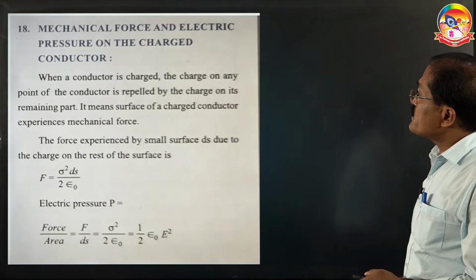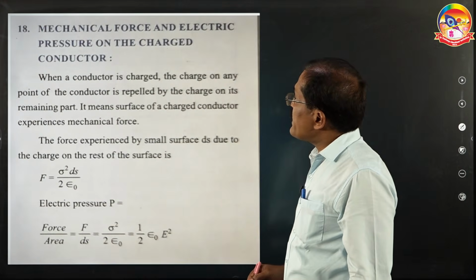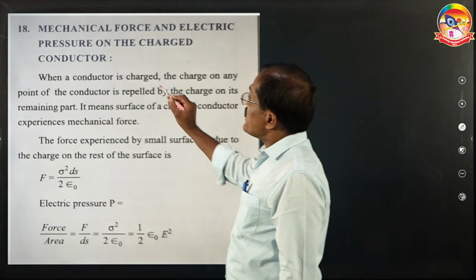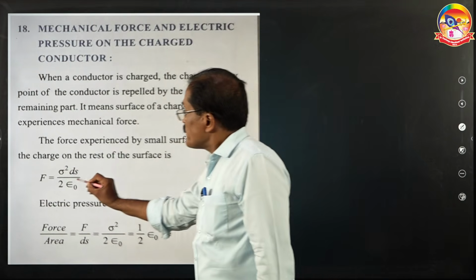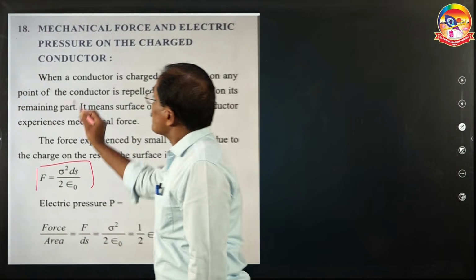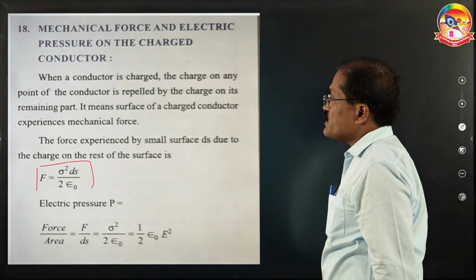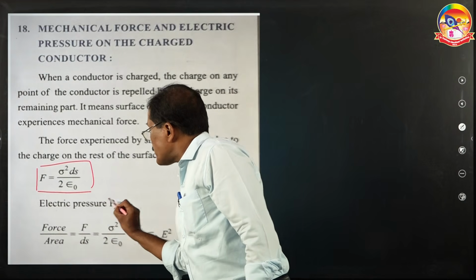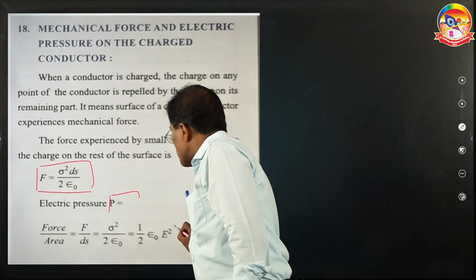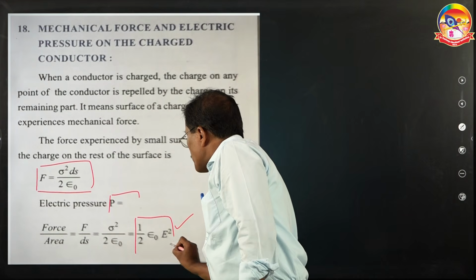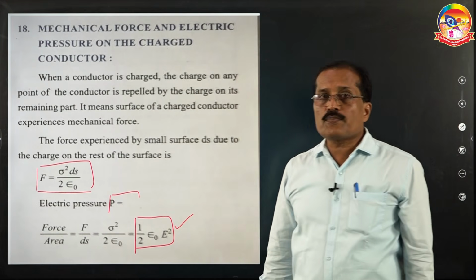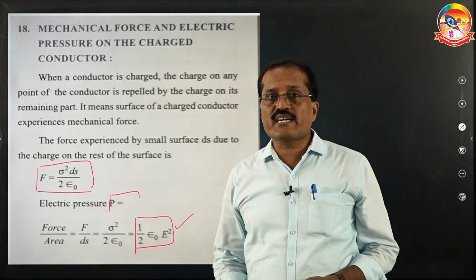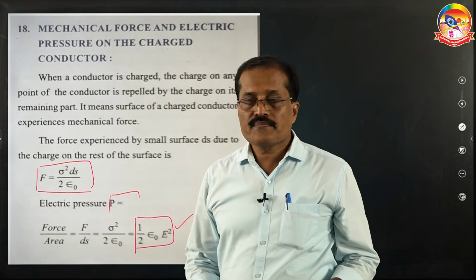One small point here: mechanical force and electrostatic pressure on a charged conductor. When a conductor is charged with a charge q, what force will be experienced on the surface, and what is the pressure on that? We can say that this pressure is equal to 1 by 2 epsilon naught into E square. So, this is about electrostatics, children, electric charges and fields, and now let us see gravitation.